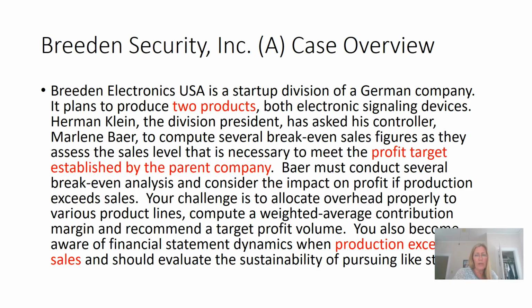All right, so a couple things here just to emphasize. 2 products. You're going to figure out target profit numbers. Should have highlighted this right here. Allocating overhead, you're going to deal with that. And then you're going to deal with unitized fixed costs again when production equals sales and production exceeds sales.